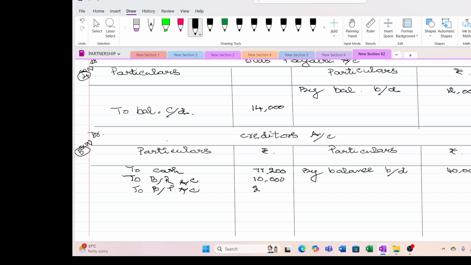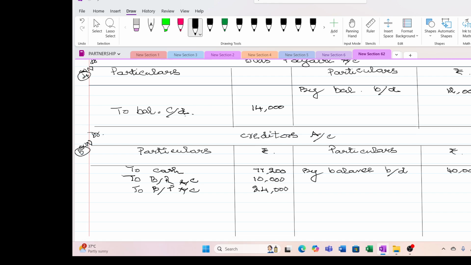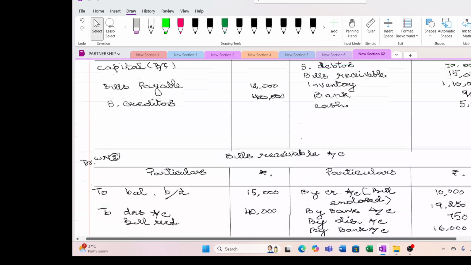Creditor will be debited. It will not be in the books of creditor. Now it will appear in the books of bills payable. So this has been transferred to the bills payable account. By bills payable account, by creditors account, this will be 24,000. Okay, 24,000. Next item, we will see the next item.